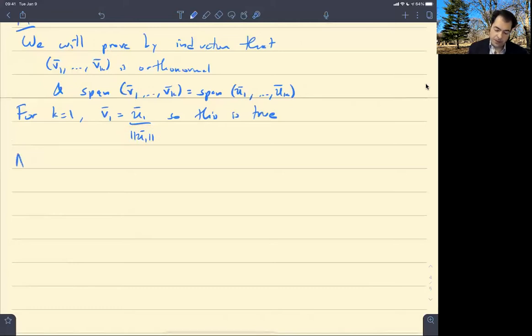So assume this is true for V1 through Vk minus 1. By this, of course, I mean these statements. So assume that this is an orthonormal list and that it spans the same as U1 through Uk minus 1.